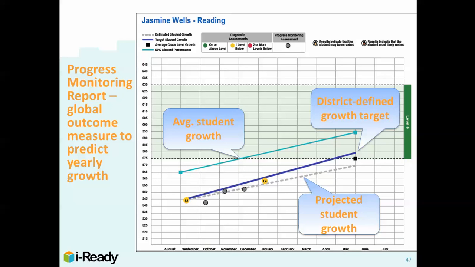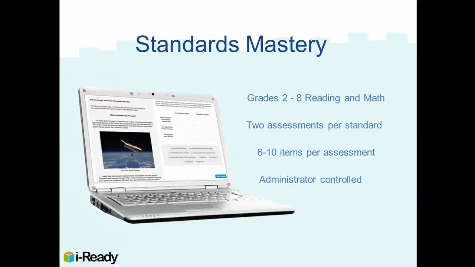The idea with this report is it's a high level overall health check. Are we making growth, and are we making enough growth to get us where we need to be at the end of the year? If we're not, we need to change what we're doing. We need to change the intensity or the frequency of our interventions to make a change. We may have students who are making great growth, but because they started so far behind, they've got to make extreme growth to get caught up. And that's what we're trying to do, is get kids back up on grade level.